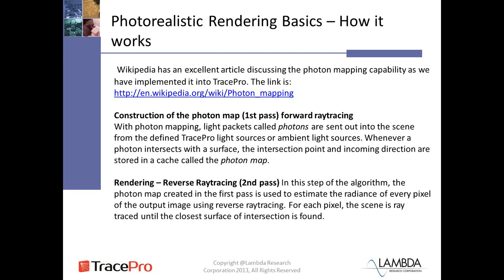In this step, we use the photon map created in the first pass, and we estimate the radiance level of every pixel of the output image using reverse ray tracing. For each pixel, the scene is ray traced until the closest surface of intersection is found. Now this can take quite a bit of time when you have thousands and thousands of rays being traced. So this is why it's good when you first start off to create a very small view and do a quick ray trace to see if you set up everything right before you go and create a very extreme high tight render. So this is the basics, and if you want to know more, please go to the Wikipedia page.